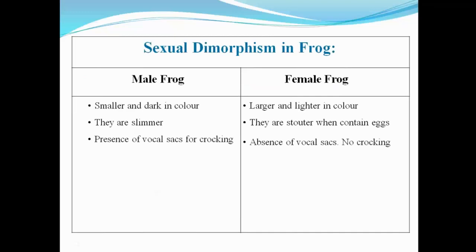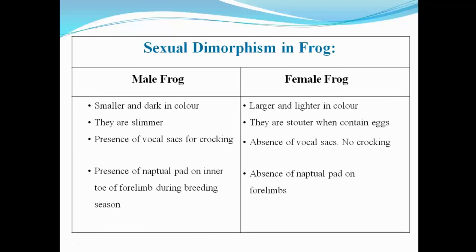The male frog shows vocal sacs which are used for croaking, that is, producing the louder sound. The female frog doesn't have the vocal sacs. The male frog shows a nuptial pad on the inner toe or inner finger of their forelimb, which develops more prominently during breeding season. The female frog does not show the nuptial pad on their forelimbs, and these nuptial pads are mainly for pressing the abdominal region of the female during their breeding season.